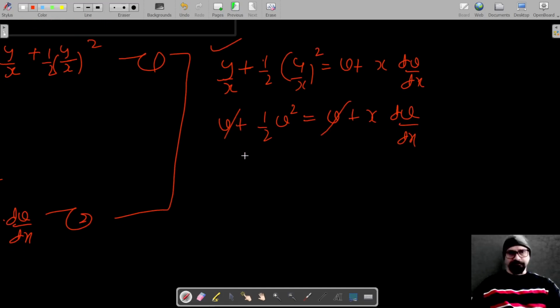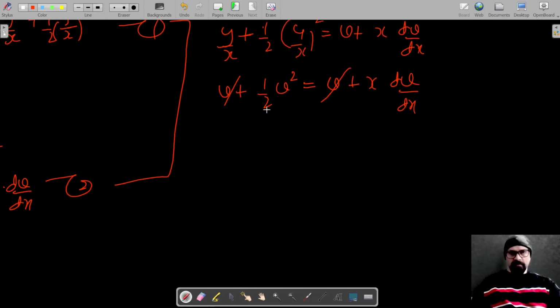This gets cancelled. Okay, now let's rearrange these terms, which gives me, so this should be equal to 2 into dv upon v square. So let me just write down what we are left with. So this is half v square is equal to x into dv upon dx.